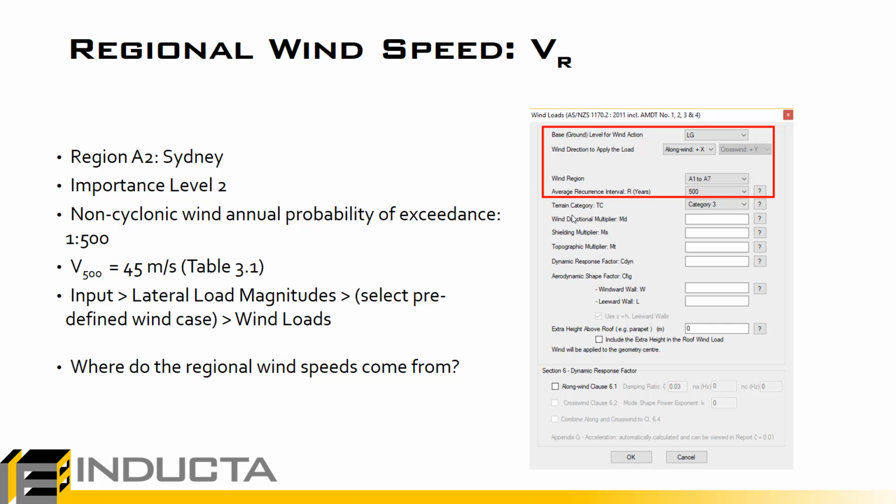So the first set of things that we need to input are used to determine our regional wind speed. So our region is A2 Sydney. We are a residential building, so importance level 2, which gives us a recurrence interval of 500 years. So we put in the wind region and the recurrence interval, and the program automatically calculates the regional wind speed of 45 meters a second. So all done automatically. Now, where do these regional wind speeds come from?